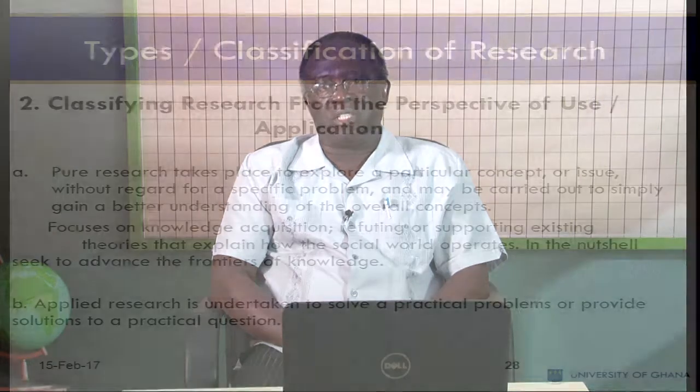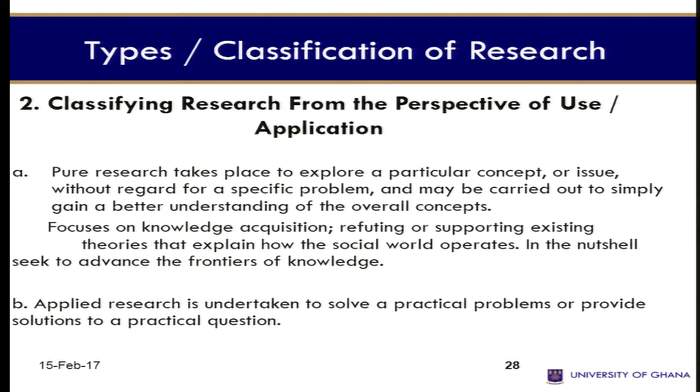Pure research takes place to explore a particular concept or issue without regard to a specific problem, and may be carried out to simply gain a better understanding of the overall concept. It focuses on knowledge acquisition. It seeks to refute or support existing theories that explain how the social world operates. In a nutshell, pure research seeks to advance the frontiers of knowledge. It does not seek to solve existing problems of society. On the other hand, applied research is undertaken to solve a practical problem or provide solutions to practical problems we face in society.